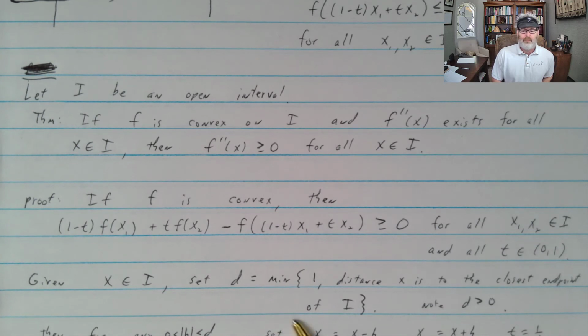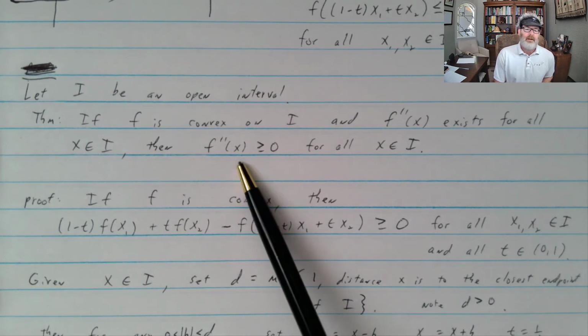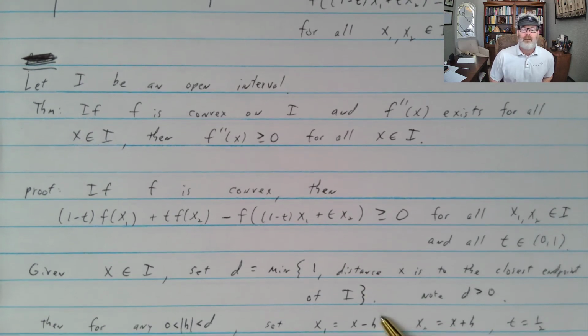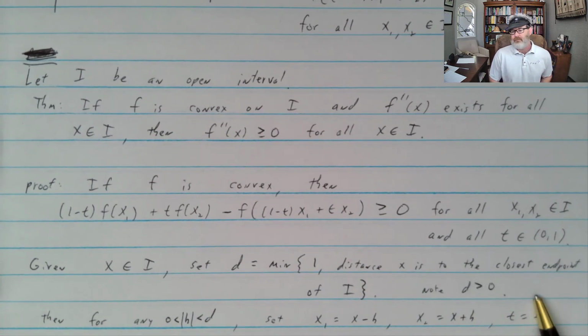So it's the smaller of either 1, if it's small enough, or if we're really close to an endpoint, then how close we are to the endpoint. So whichever is smaller, the distance x is to the endpoint, or 1. And I'm looking at an open interval, so x can't be an endpoint, which means d is always definitely positive and not 0.